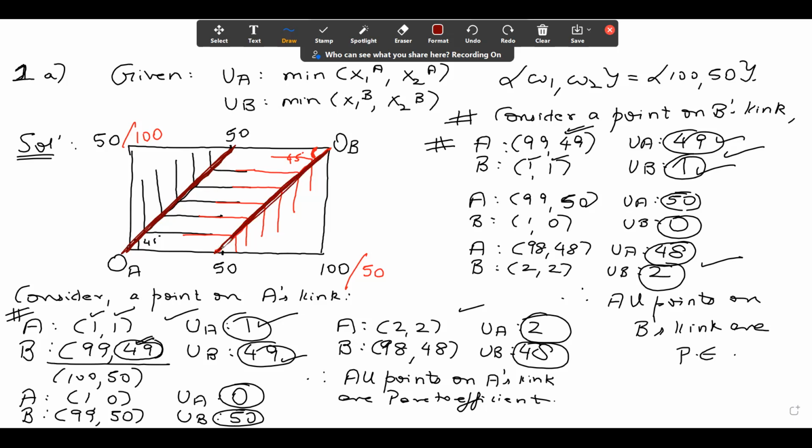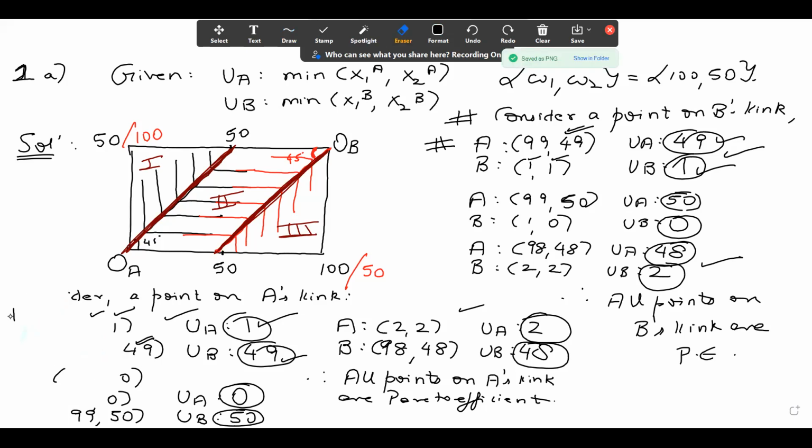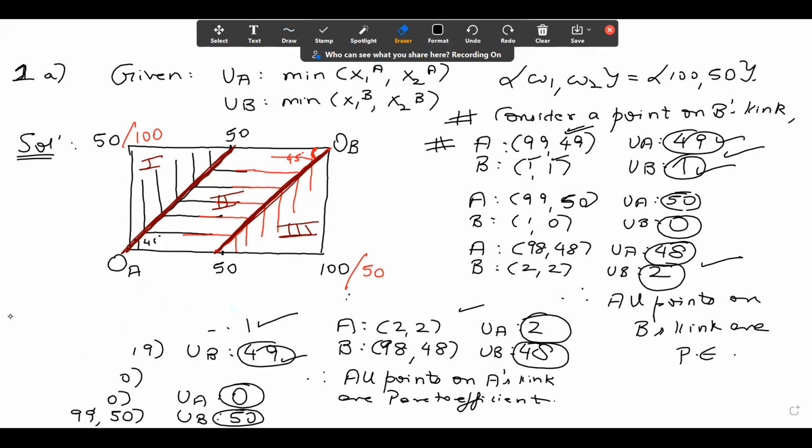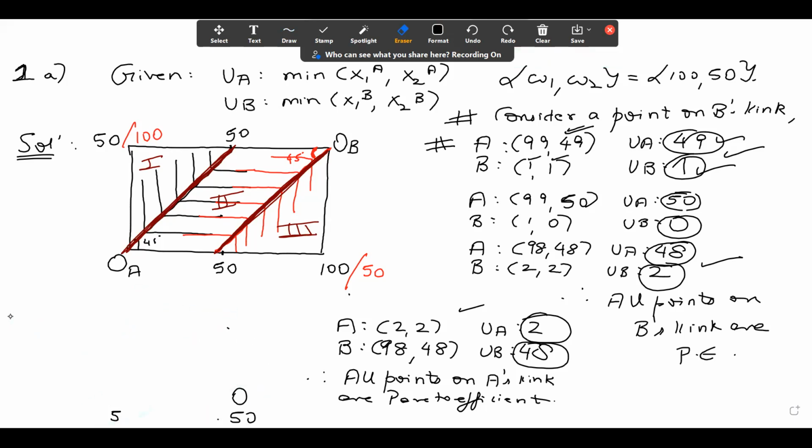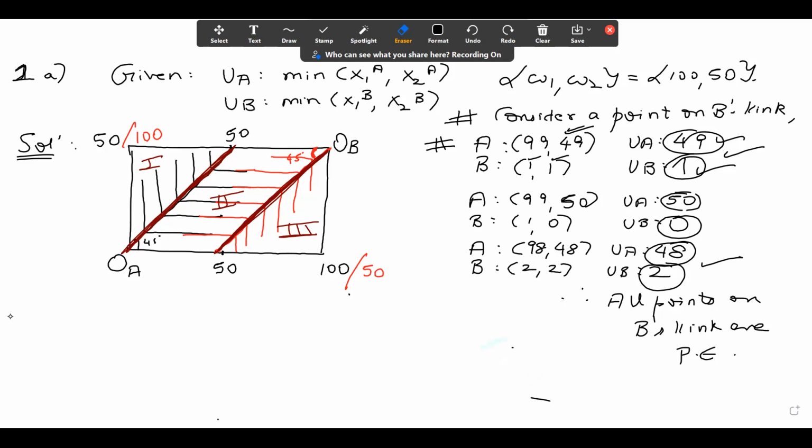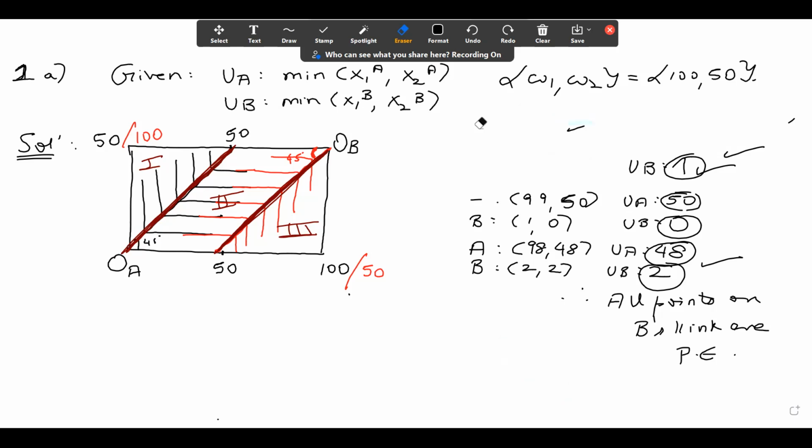Now we are left with 3 regions, region 1, region 2, and region 3. Let's quickly take a point on these regions and verify whether we get Pareto efficient allocations in these regions or not. So for that, I erase all this now. And let's take a point in region 1, in region 2, in region 3 to verify whether we get Pareto efficient allocations or not.